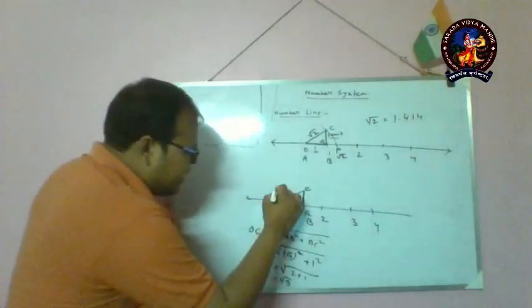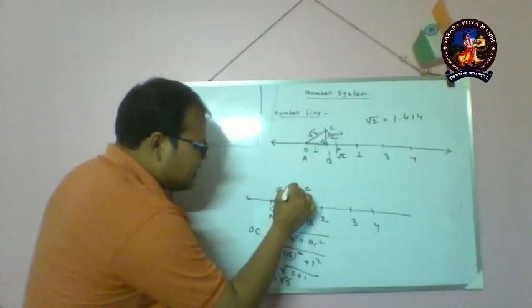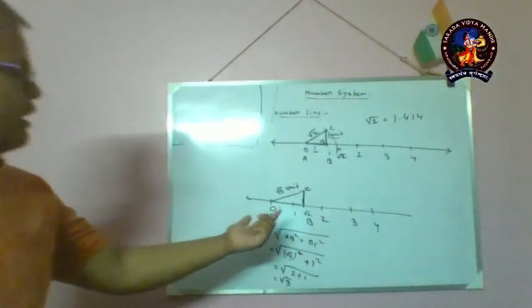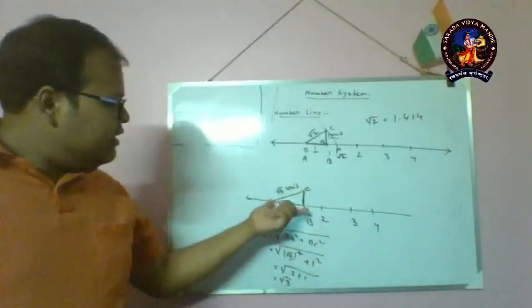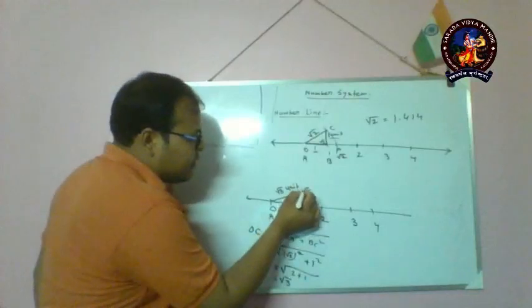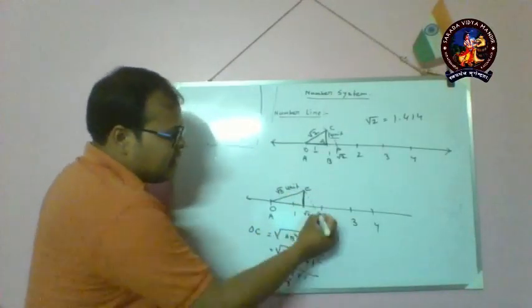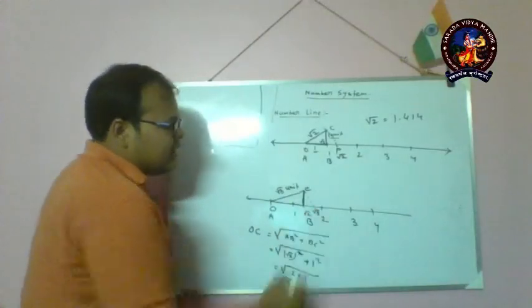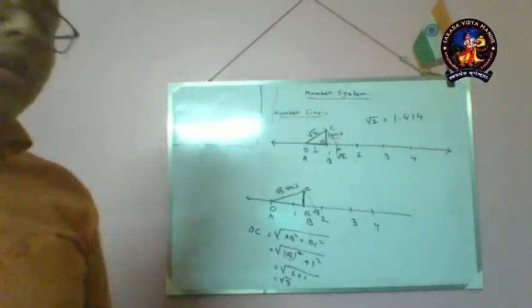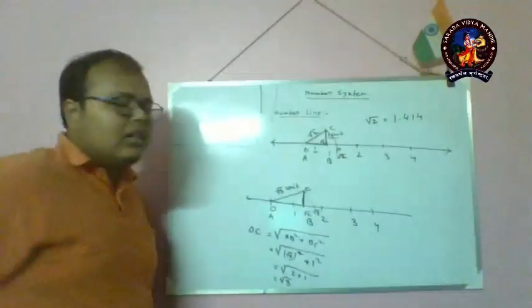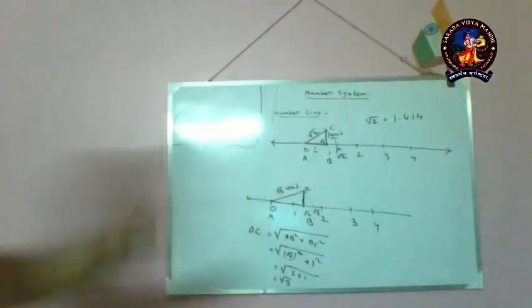And again it is of finite length. So we can measure the length of OC using our compass, and again we can take the projection of OC on the number line. Where it meets the number line, that will be the point root 3. So this way we can find all other irrational numbers.